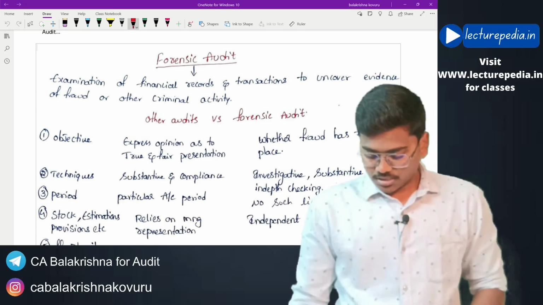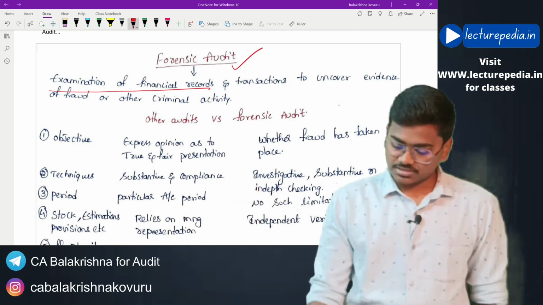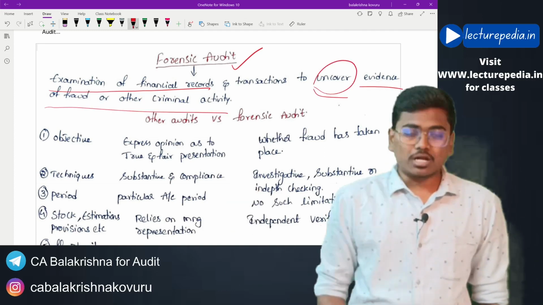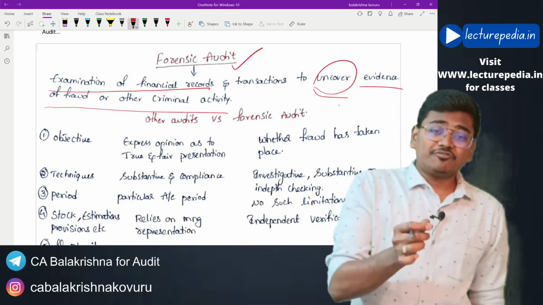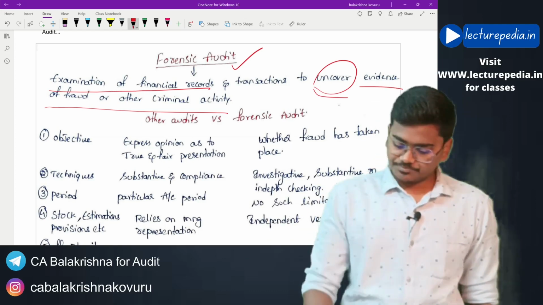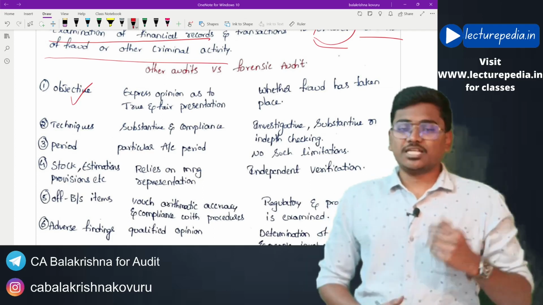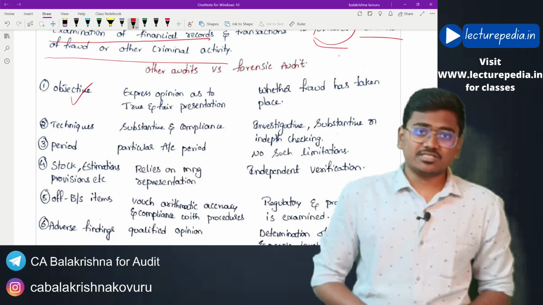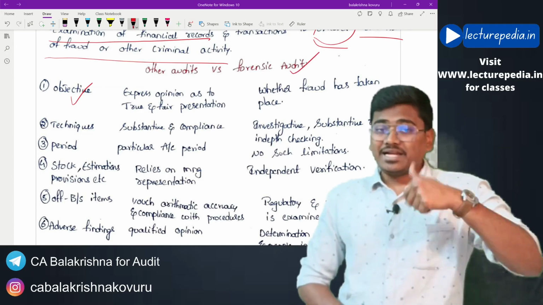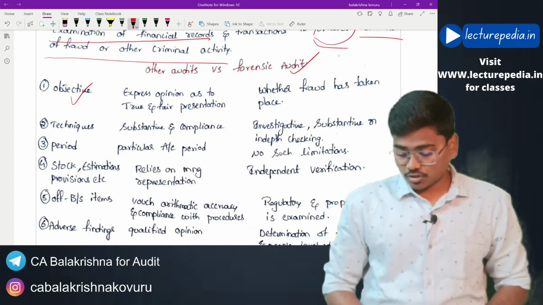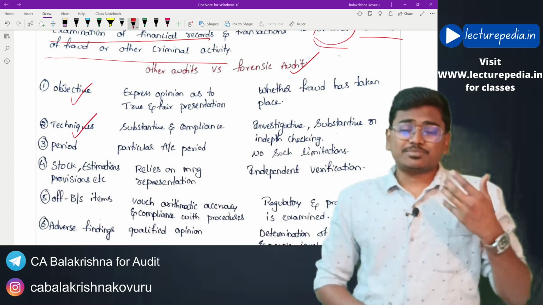Now see, forensic audit is the examination of financial records and transactions to uncover evidence of fraud or other criminal activity. So what is the difference between a normal financial audit and this forensic audit? The objective of a normal financial audit is to express an opinion on the true and fair view of the financial statements, whereas in forensic audit, the objective will be to identify whether fraud has taken place or not.